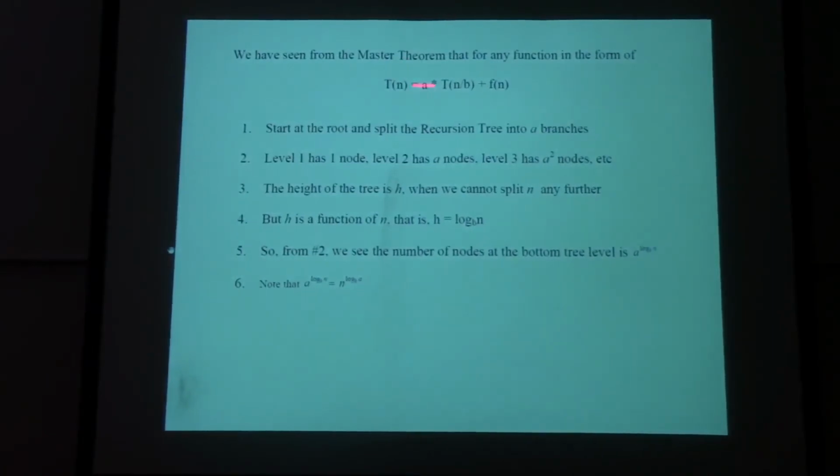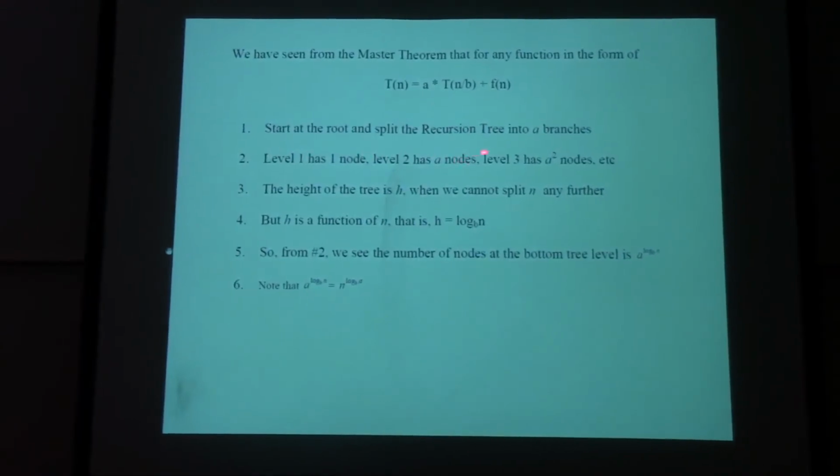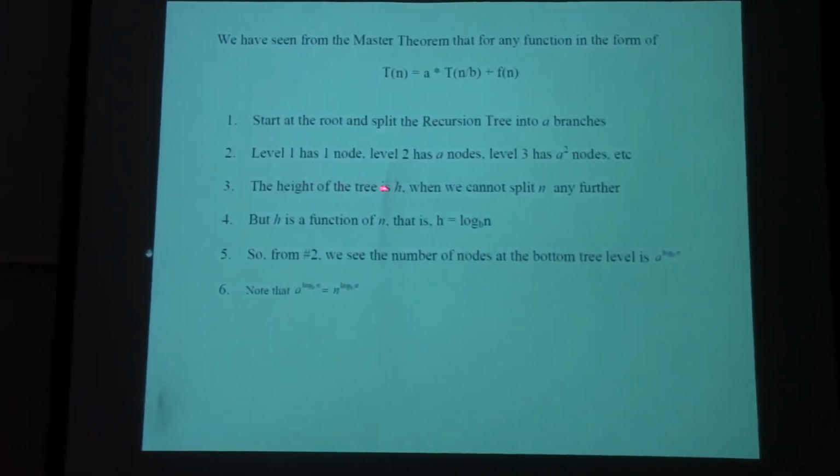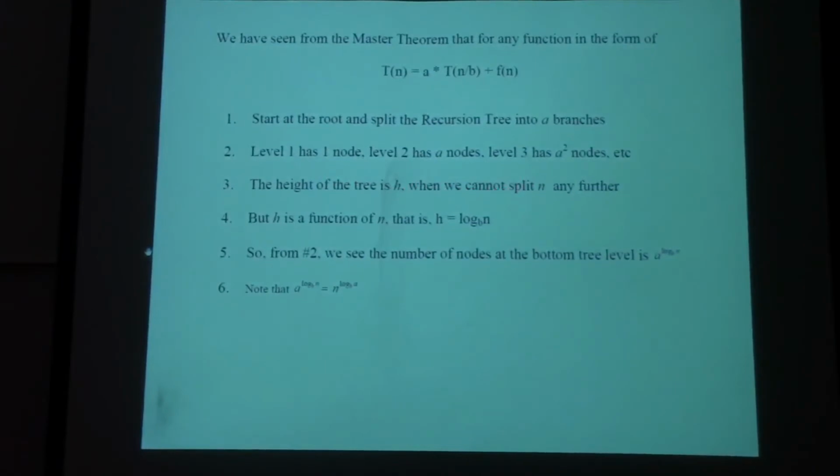All right, so the master theorem, that's our setup here. We start at the root and split the recursion into a branches. Level 1 has 1 node, level 2 has a nodes, level 3 has a squared nodes, etc. The height of the tree h is when we cannot split any further because we've come to unity, or a single element. The height is a function of n, so h is equal to log base b of n. So from number 2, we see that the number of nodes at the bottom level is a to the log b of n, which is equal to n to the log b of a.